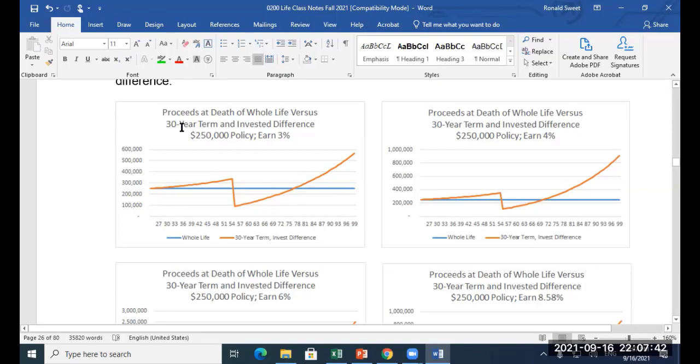Term, it is a 30-year term. So in 30 years, what happens at 30 years? They lose the insurance. But what do they have? They invested the difference at 3%. Now, why does the term have the line way up here? What happens if he dies at 54? He gets the $250,000 life insurance, and what else?